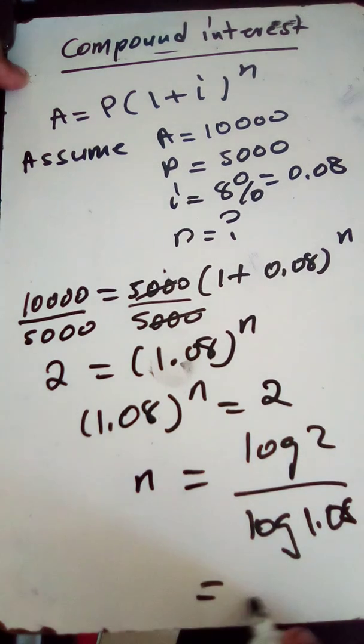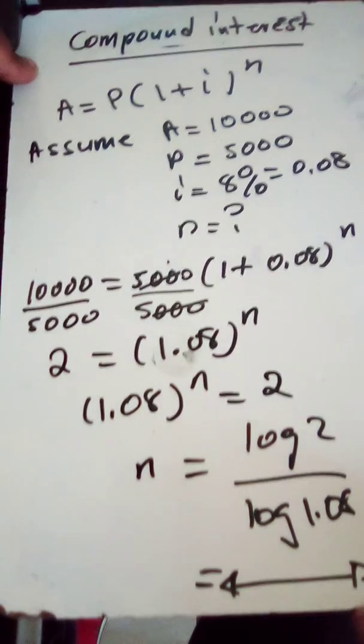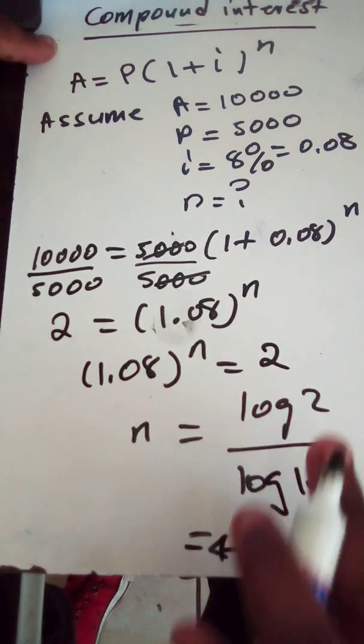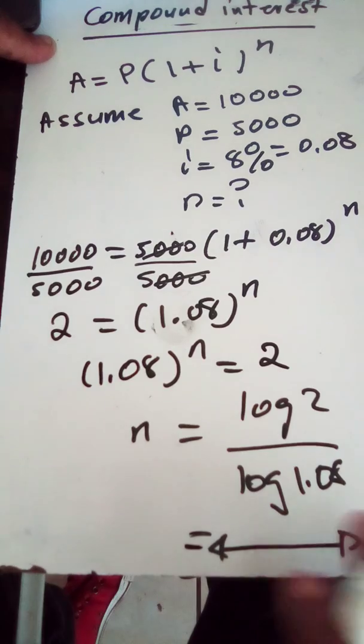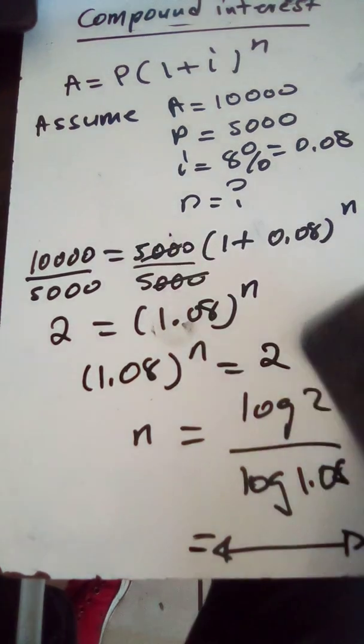You can use your calculator to get the final answer. When you use your calculator, you just press log 2 divided by log 1.08, and that is going to give you the number of years. So this is how you find the number of years.